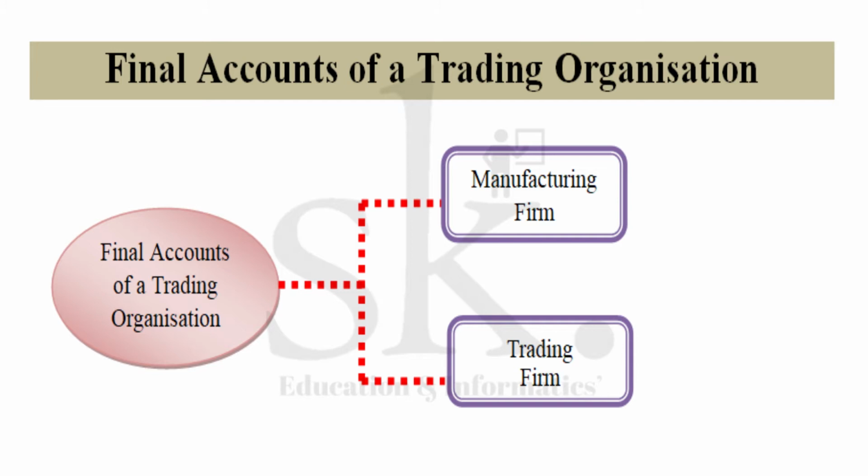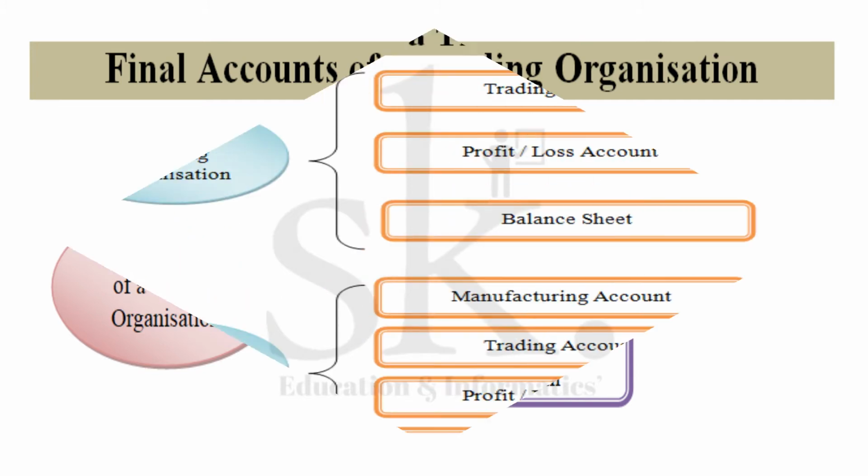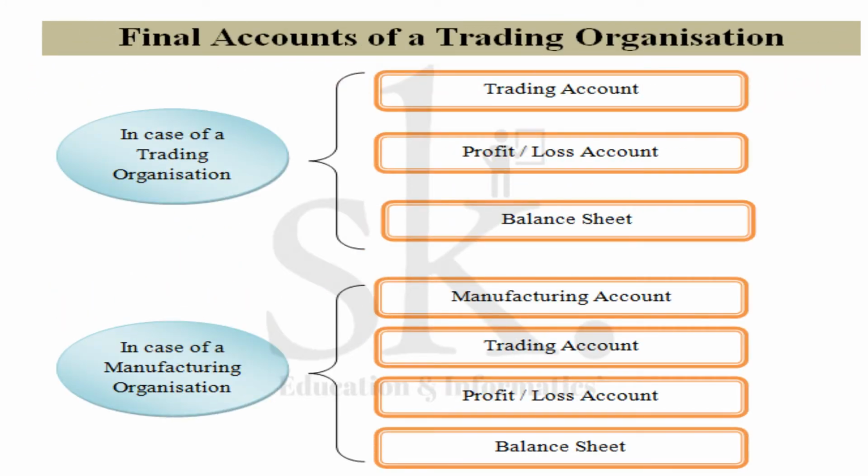Now why do we require this information? We require this information because in case of a trading organization, we prepare trading, profit and loss, and a balance sheet. But in case of a manufacturing organization, we add one more account, which we call the manufacturing account, then we do the trading account, profit and loss account, and finally summarize it via the balance sheet.